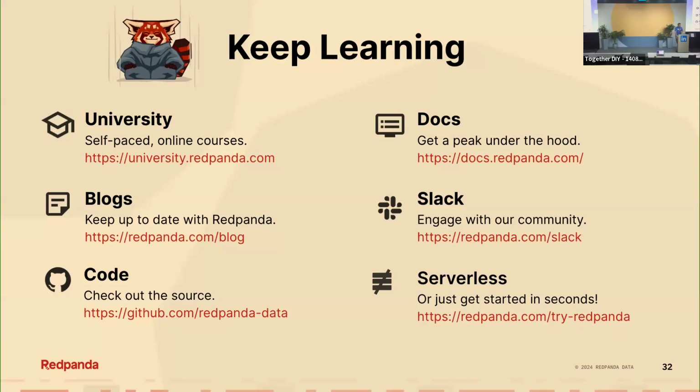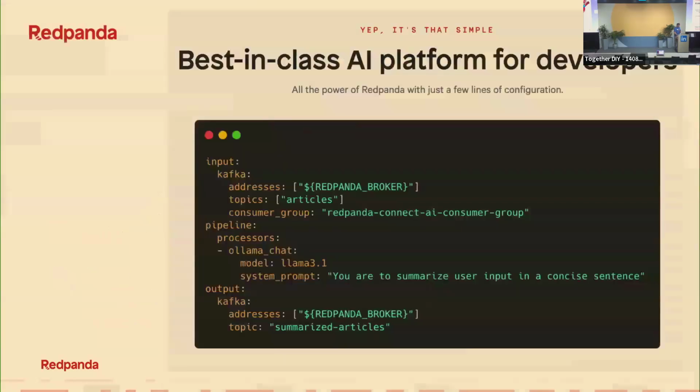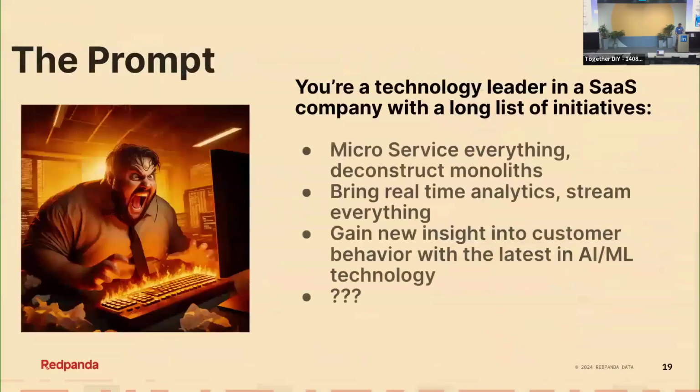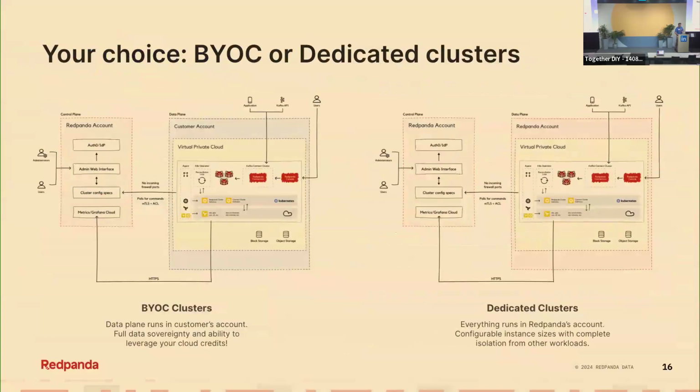So the question I wanted to ask is, when you talked about the different deployment models, you mentioned the bring your own cluster. I was wondering if you could talk a little bit about how that works with Redpanda Connect with the machine learning, if a company has their own in-house models that they want to use. If you could talk a little bit more about that.